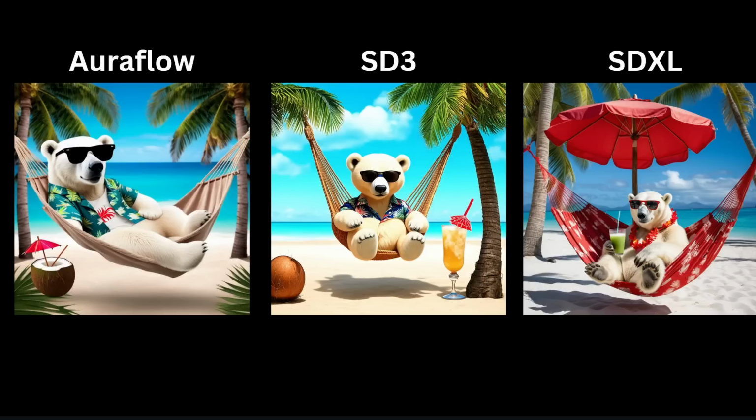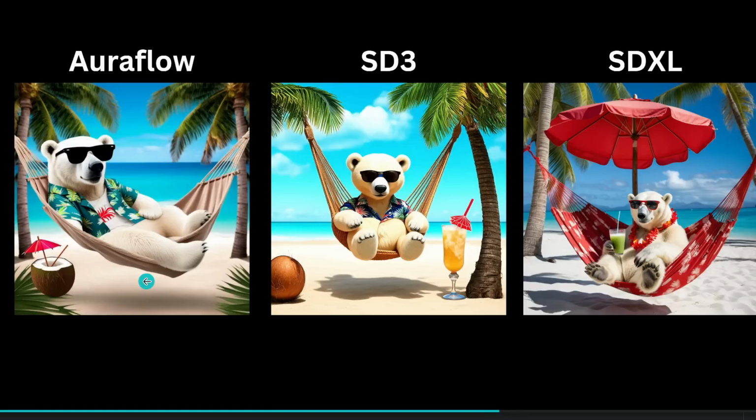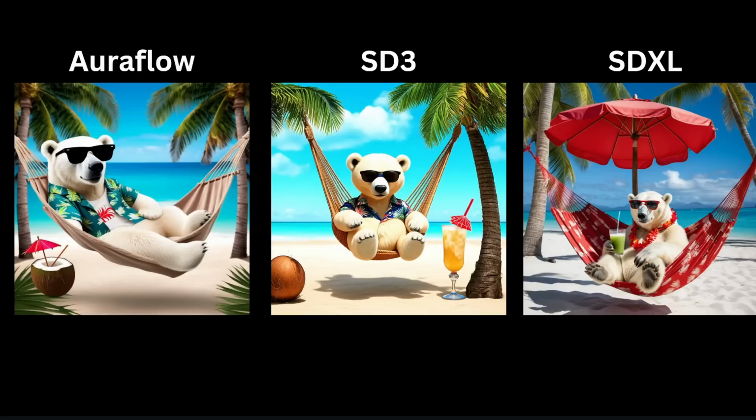And here's a side-by-side comparison between all 3 models. You can see in terms of realism, I would have to give the point to SDXL. Everything just looks very realistic, including the polar bear. In terms of following the prompt, I would have to give it to AuraFlow. It really followed the prompt exactly, and it was the only model that was able to generate a coconut drink with a red umbrella. SD3 just looks the worst here. This looks like a teddy bear instead of a realistic polar bear. But let me know in the comments what you think.